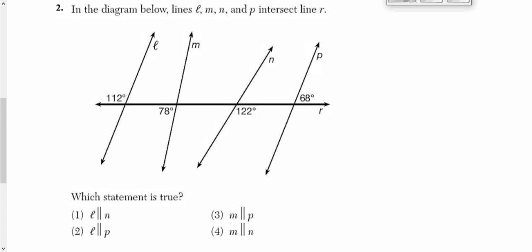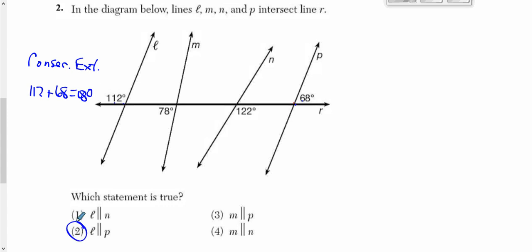What do you guys think? Which lines have to be parallel here? Choice 2, L parallel to P. Why? Those two angles are the ones that have to be, and they're corresponding. 112 and 68 are not corresponding. If we were to think of these as lines with a transversal, what would these be? Consecutive exterior, and they would need to add to 180 to make the lines parallel. Do they? Right? So we verified that.